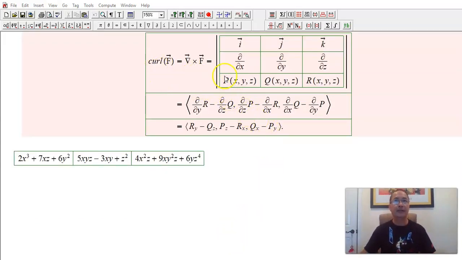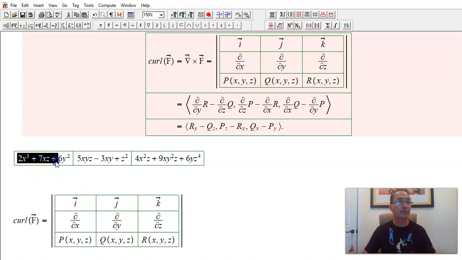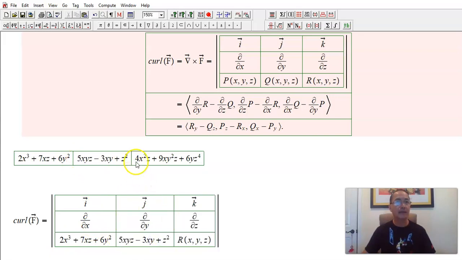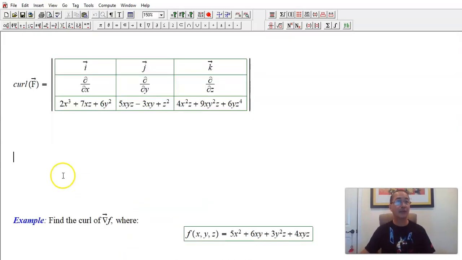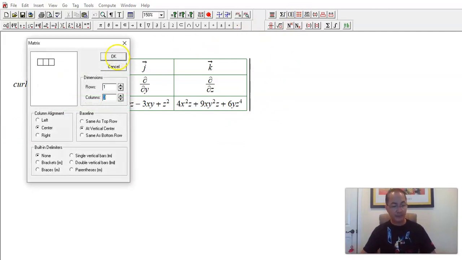Alright, so the curl is fancier. We're going to do our 3 by 3 determinant. So copy over here, and we're going to put our components down at the bottom row: this, and this, and this. There are lots more derivatives that we are going to have to compute. That's coming up next. So let's create a blank vector.